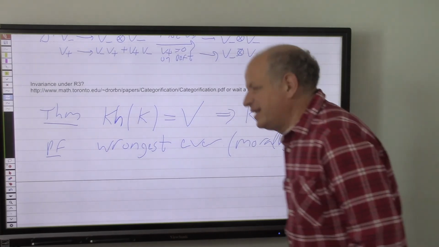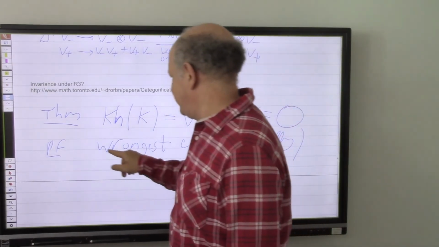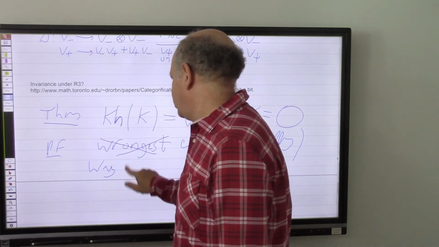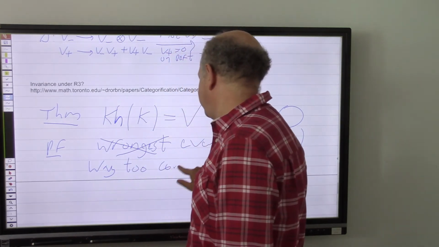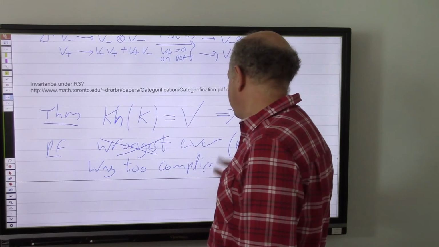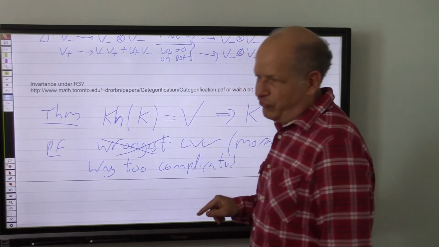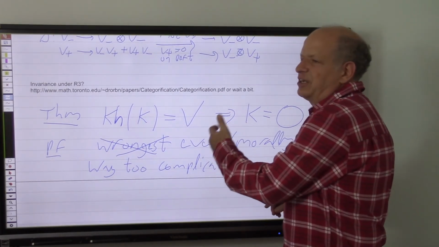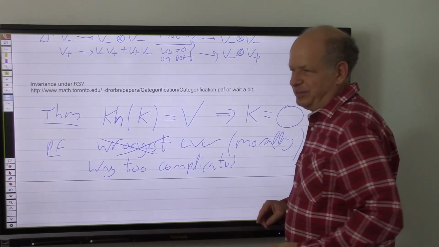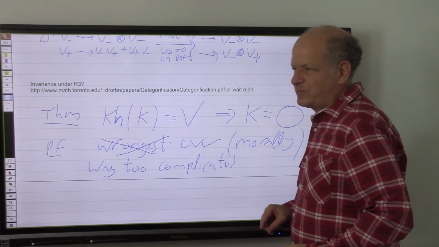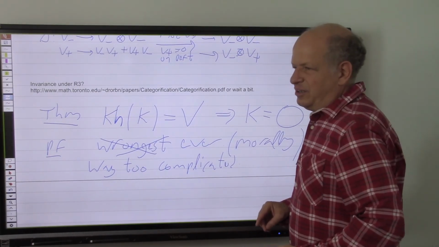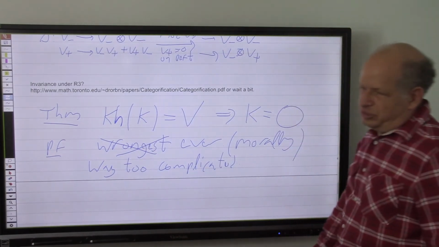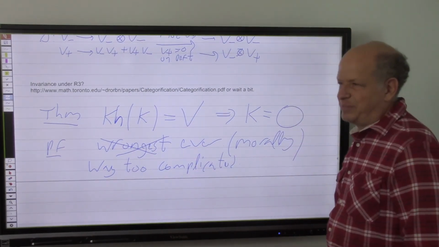Sorry, you know what? Maybe wrongest was the wrong language. I should have said way too complicated. The proof is disproportionately complicated relative to the statement. So it means that we're missing something.